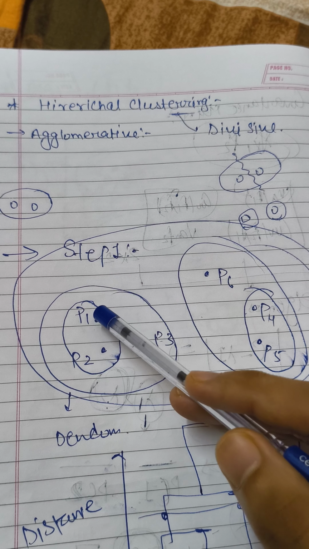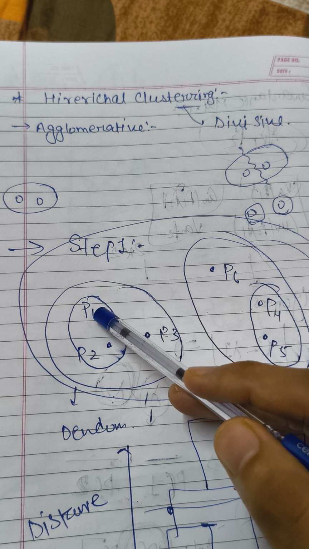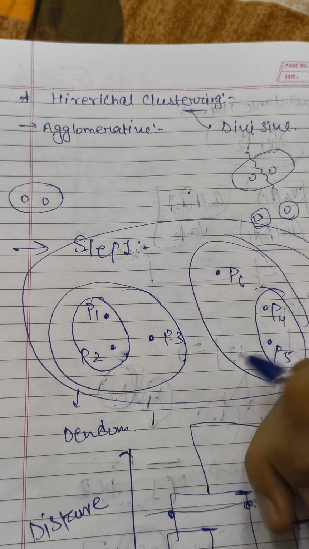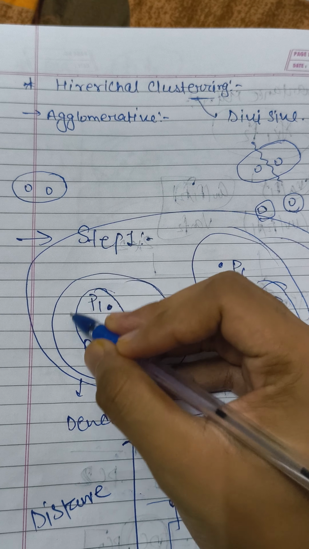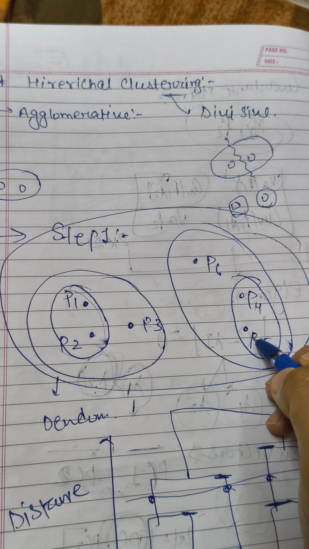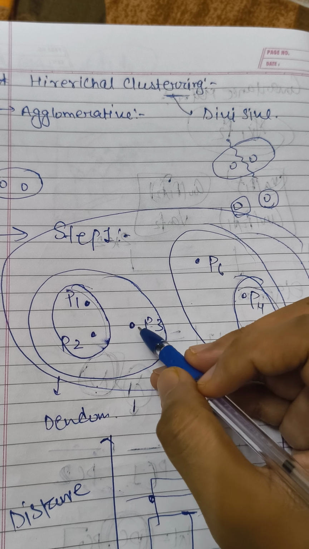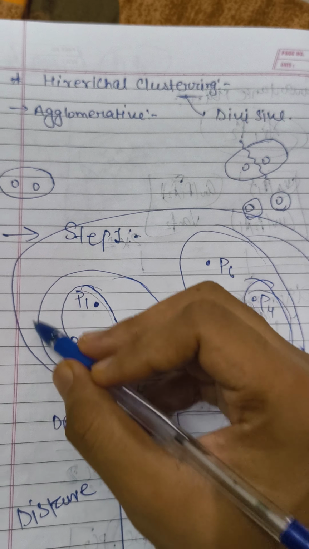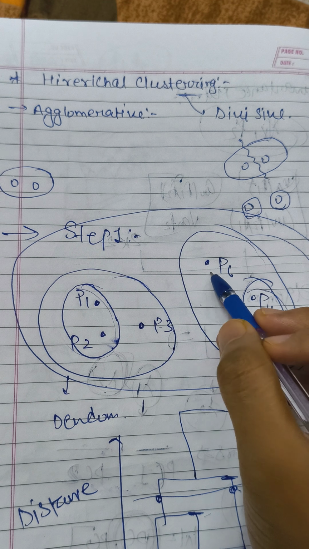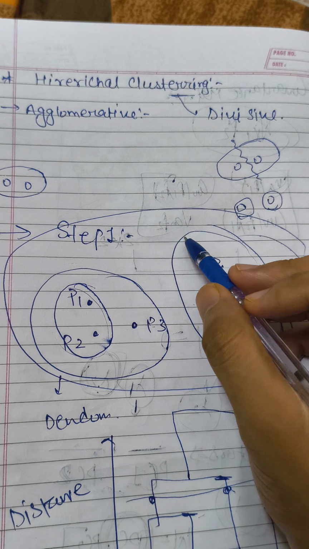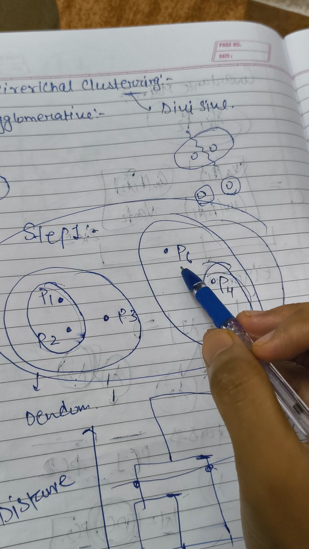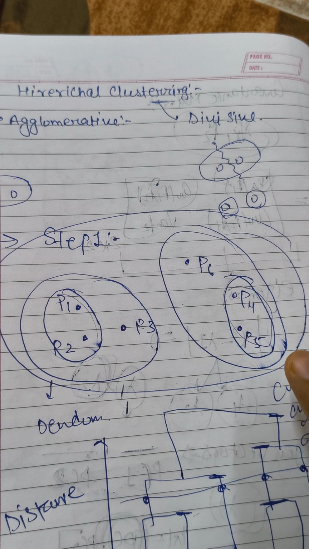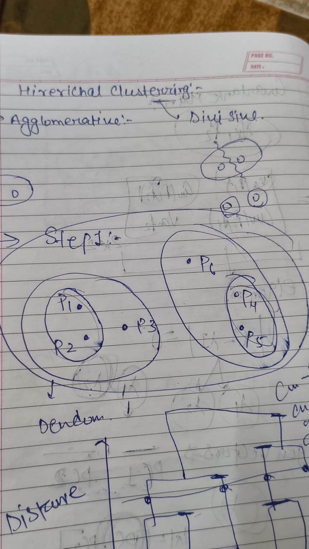In agglomerative clustering, suppose these were my initial clusters P1, P2. I saw that P1 and P2 are close, so I made them a cluster. I saw that P4 and P5 are close, so I made them a cluster. I checked that P3 is closer to this one in comparison to that one, so I clustered it here. And P6 is closer to this cluster, so I clustered it here. Now I will merge these two clusters also and I will get my final cluster. So you must be clear about what happens behind this.